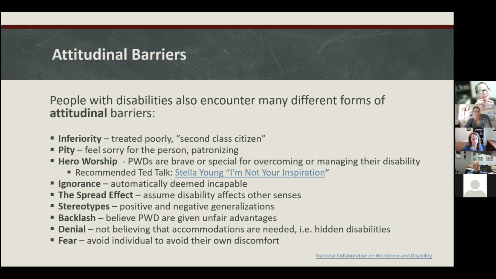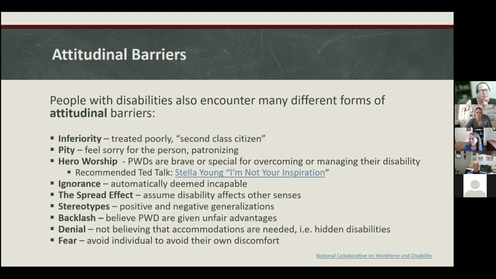But the concept is, for people with disabilities doing the everyday things, they don't need to be hero worshipped. If they've accomplished and done things above and beyond, yes, but not just because they are going to school or doing things everybody else does. So trying not to just put them up on a pedestal because they have a disability and they're doing everyday things. Ignorance, just assuming that they can't do something because they have a disability.